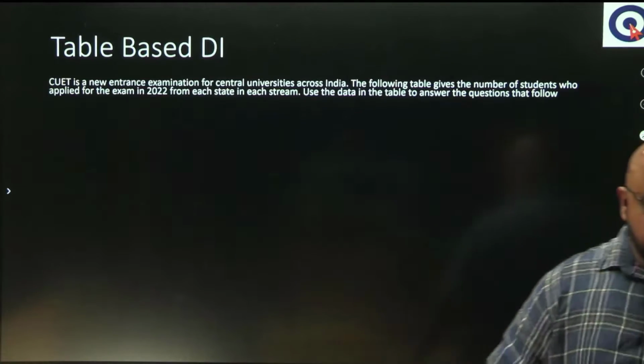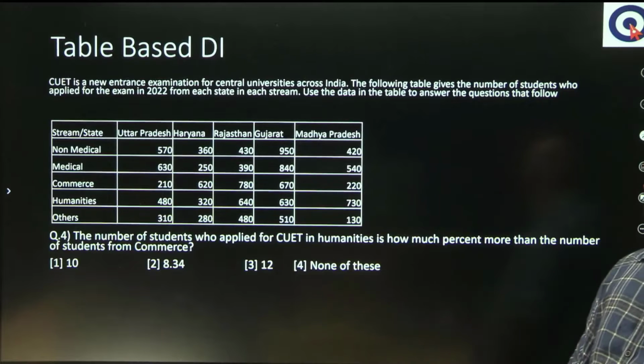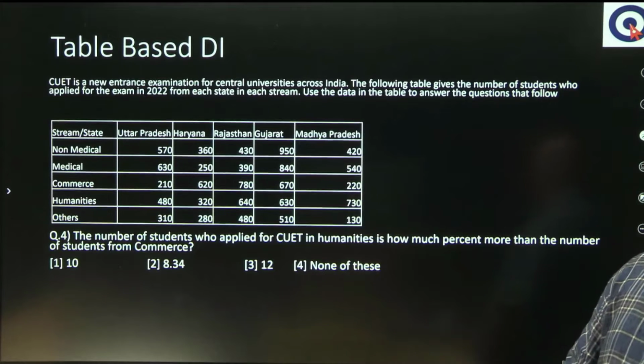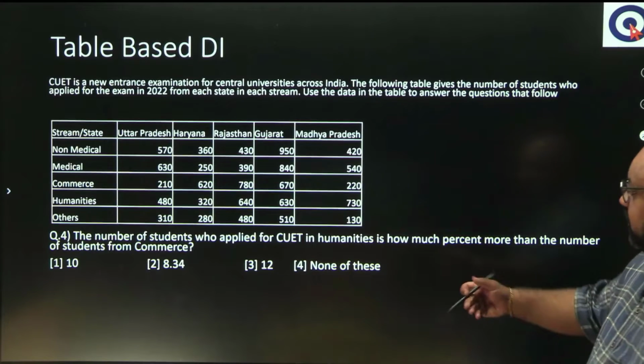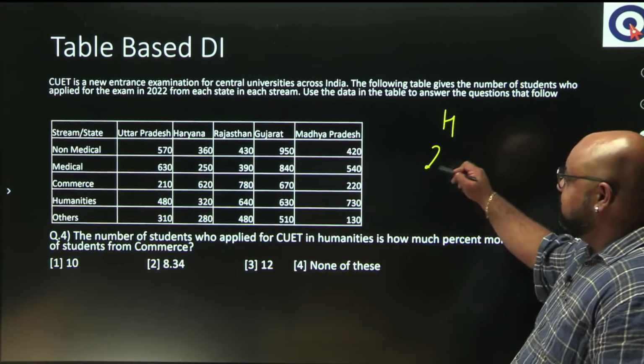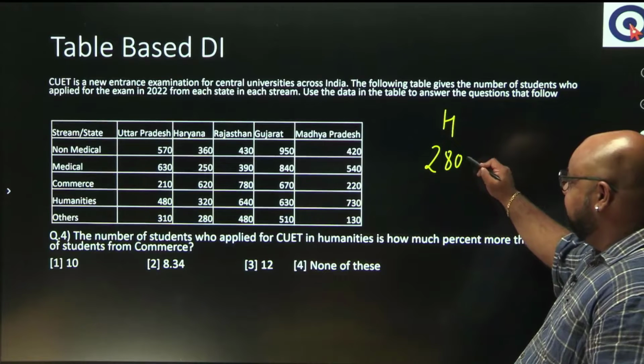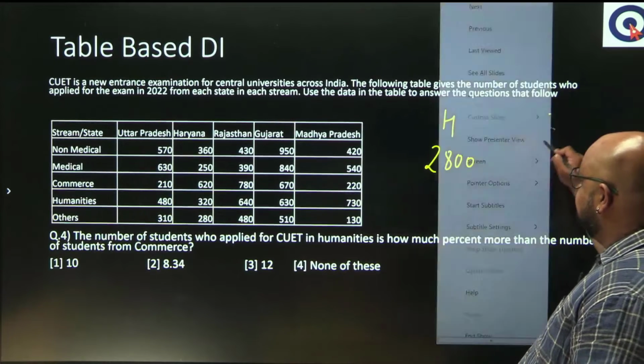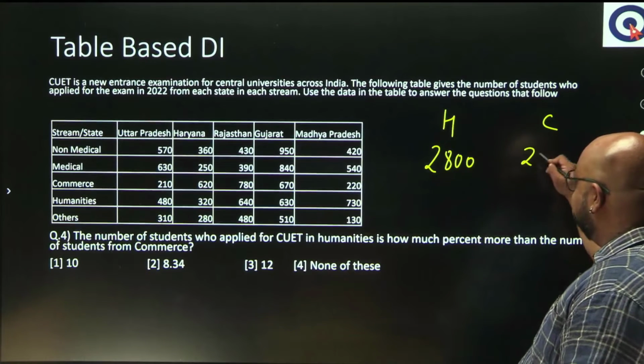Now just look at the next question here. The number of students who applied for CUET in humanities, how much percent more than the number of students who applied for commerce? It is the same question as the previous one with a very small difference, which will change the answer drastically. What is the difference?